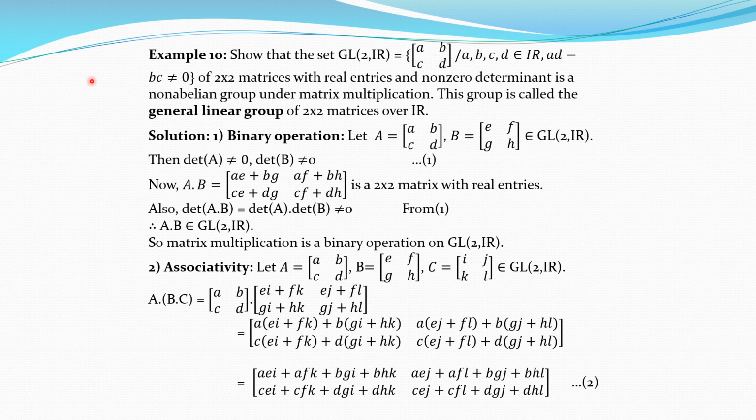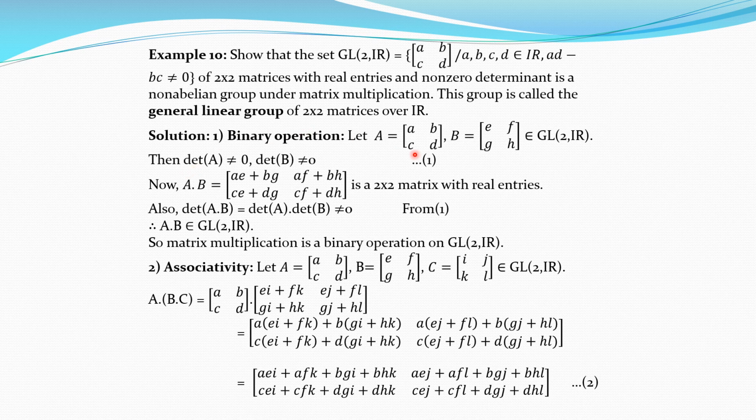Now we have to show that this is a non-abelian group under matrix multiplication. Now this is a special group which is known as the general linear group of 2 by 2 matrices over R. That's why the notation is GL2R. Now to show that it is a group, the first property is binary operation.